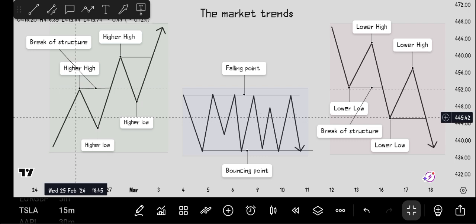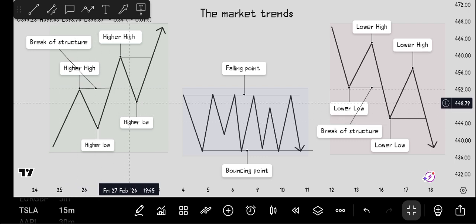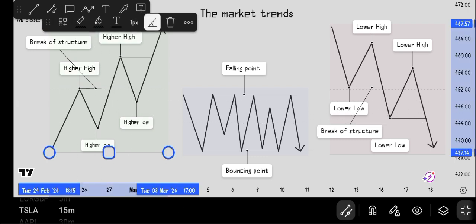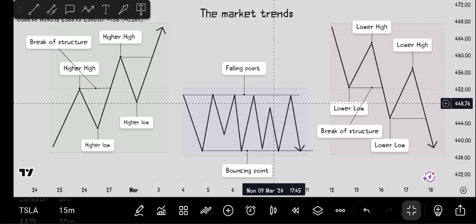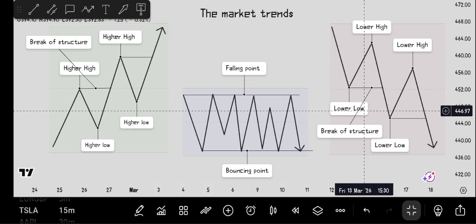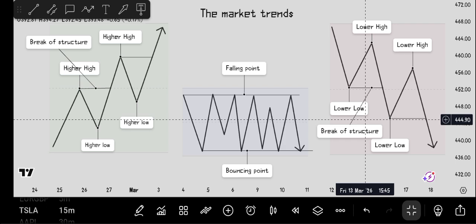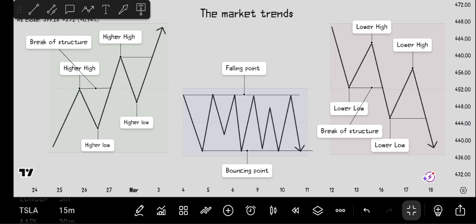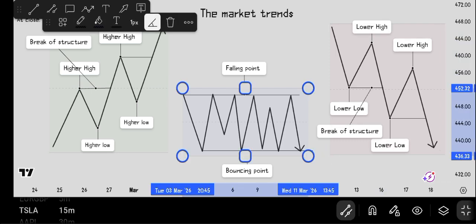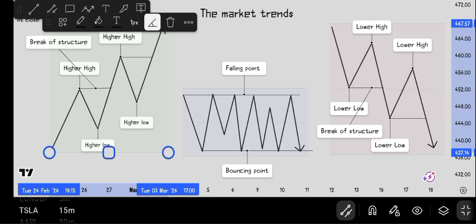Now let me explain the uptrend. First of all, we have the uptrend, which is this one, and we have the consolidation, which is this one, also this one, and we have the downtrend. These are the three types of trend we have in the forex market. There is no other trend when it comes to forex or any other financial market with charts. So we have the downtrend, the consolidation, also known as the ranging market, and the uptrend.